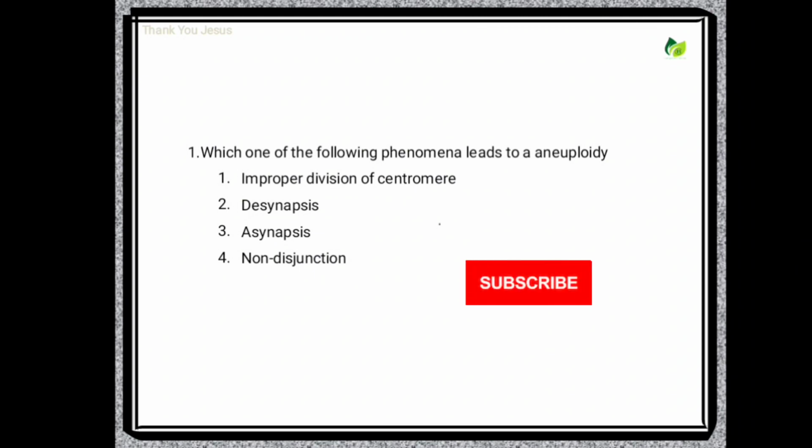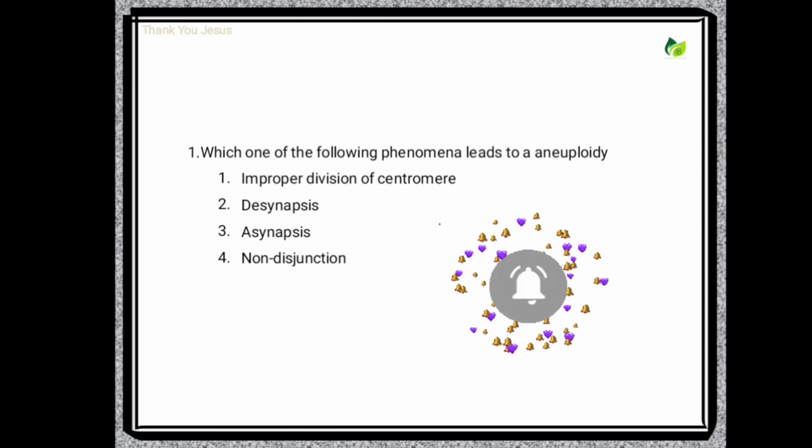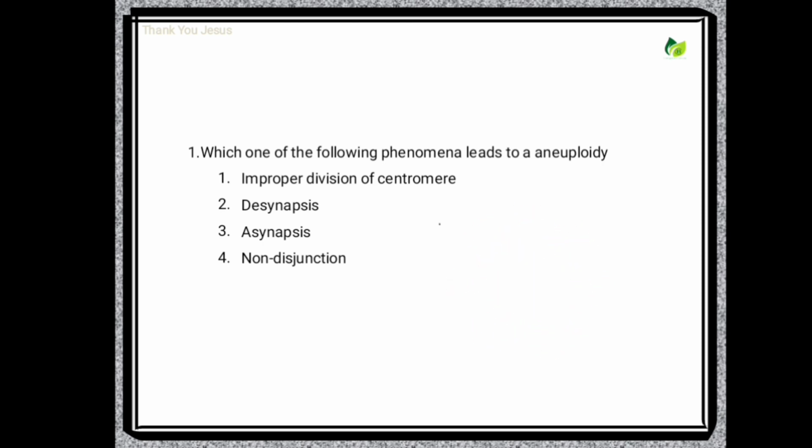Which one of the following phenomena leads to aneuploidy? Options are improper division of centromere, desynapsis, asynapsis, non-disjunction. The correct answer is non-disjunction. Why? Because during meiosis, chromatids do not separate and they fail to reach two different poles. So one cell receives two chromatids. That is called non-disjunction. So that leads to aneuploidy.